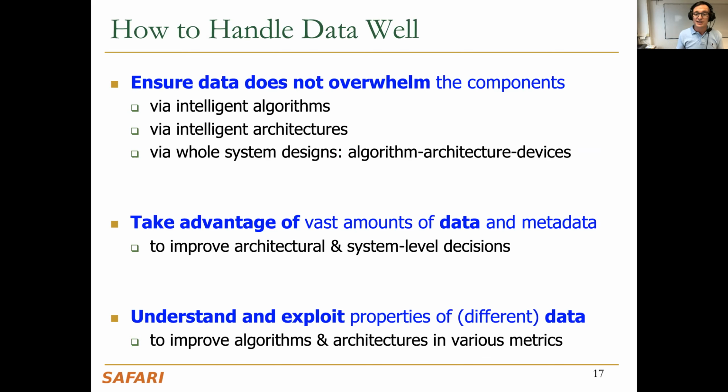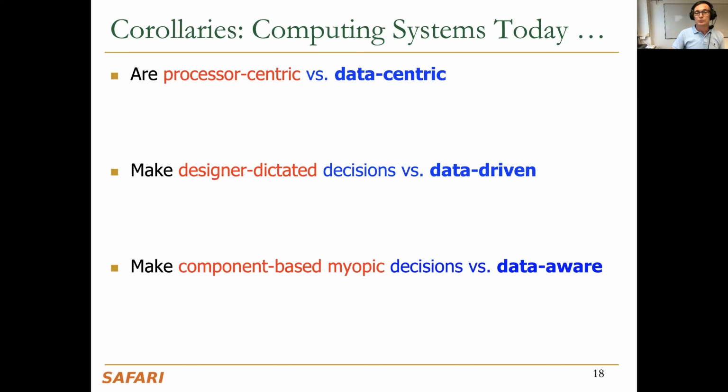We also want to take advantage of the flowing data so that we can make better decisions using machine learning, for example, in our controllers. And we want to understand and exploit properties of data. Basically, we want to move from a processor-centric paradigm to a more data-centric, memory-centric paradigm. We want to move from a paradigm where controllers are making designer-dictated decisions to more data-driven, machine learning-driven decisions. And we want to move from component-based, myopic decision-making to more data characteristic-aware decision-making.